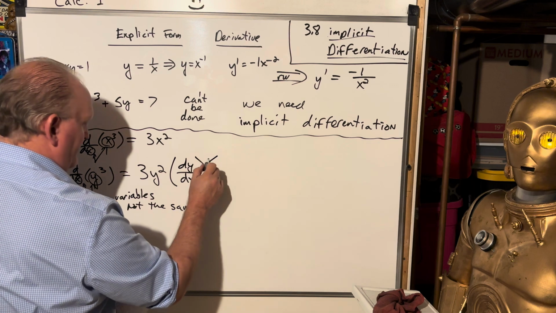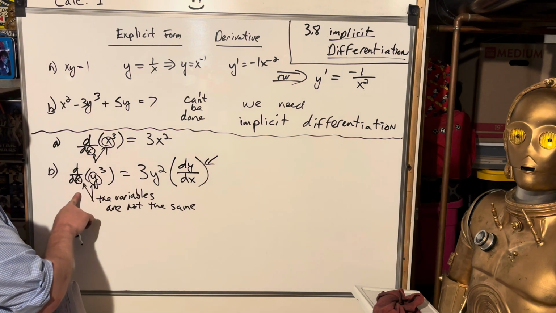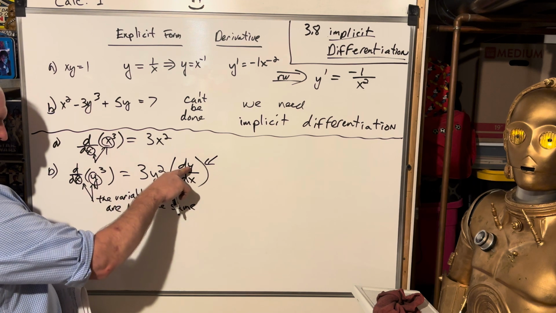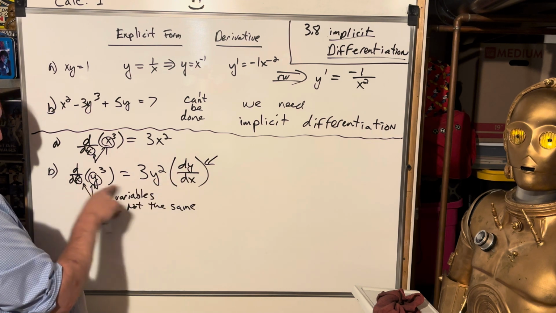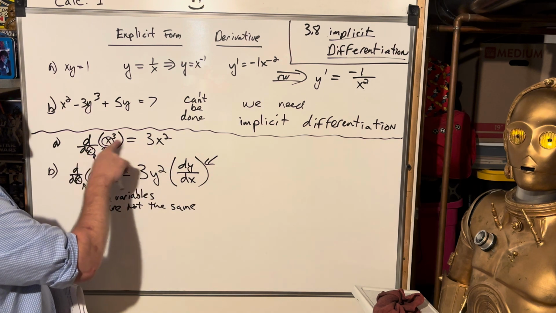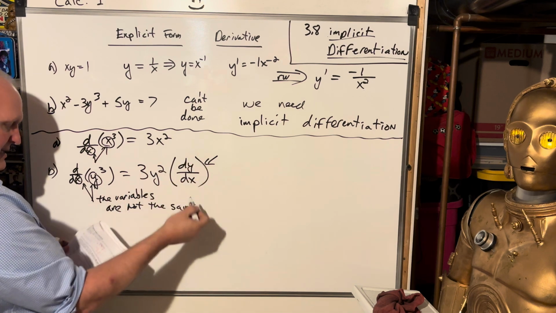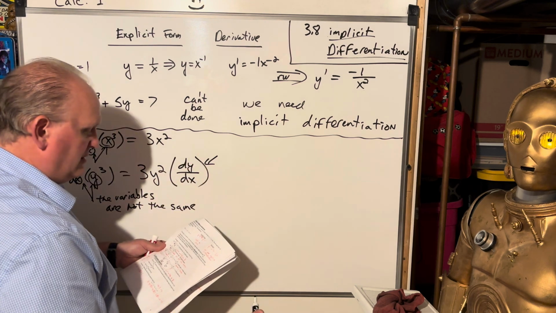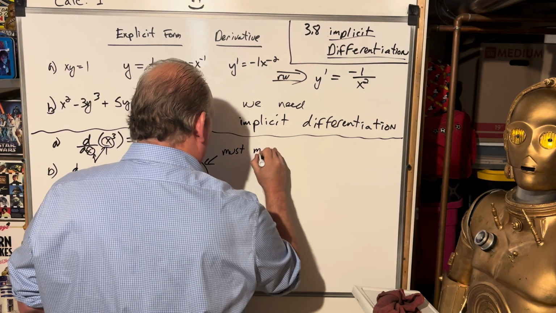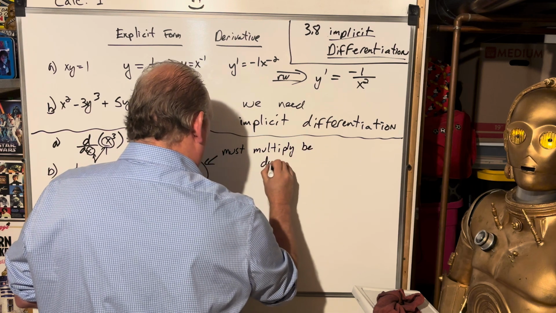Anytime you do a derivative of something where the variables don't match, you have to throw that variable on the top, dy, and leave the dx underneath. It doesn't just disappear like this did. When we did the derivative of that, it's just 3x squared, we're done. This adds another dy dx term onto it. So we must multiply by dy dx.